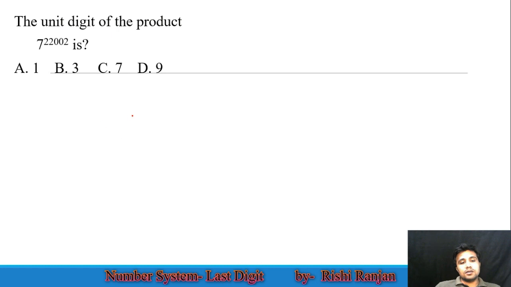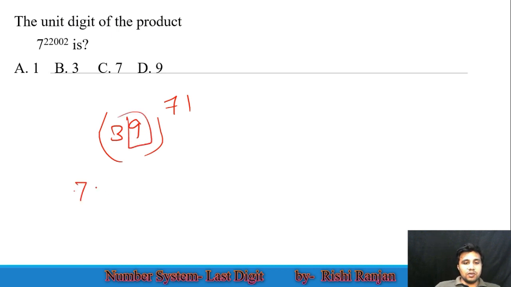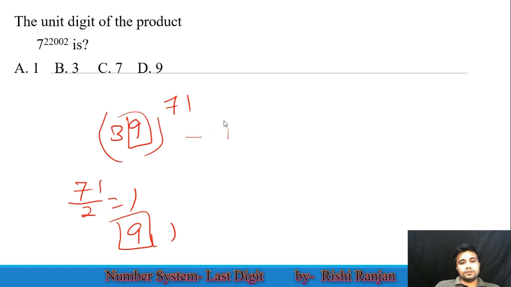What if it is 39 power 71? Now for 9, the cyclicity is 2 only. 71 divided by 2. Remainder is 1. 1 is the first one. So 9, 1. First one is the answer. So here the answer is 9.